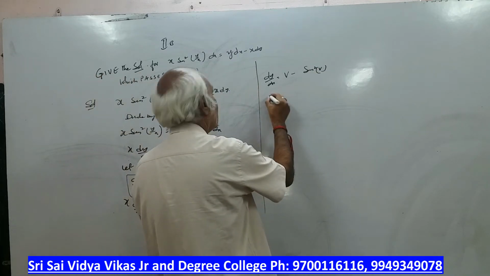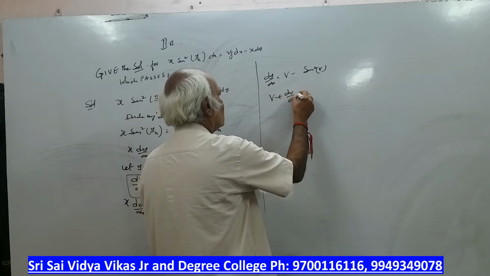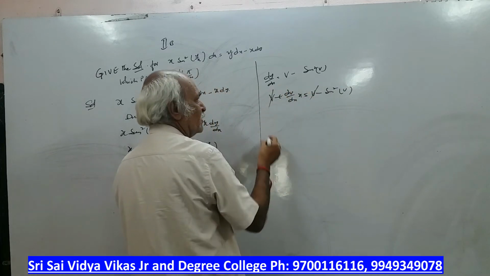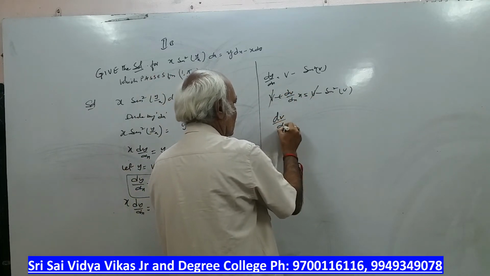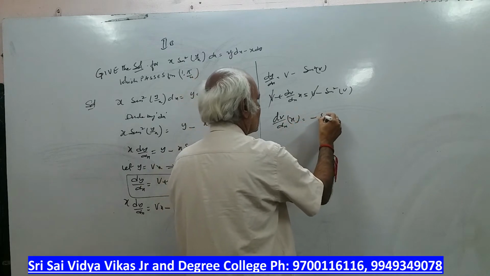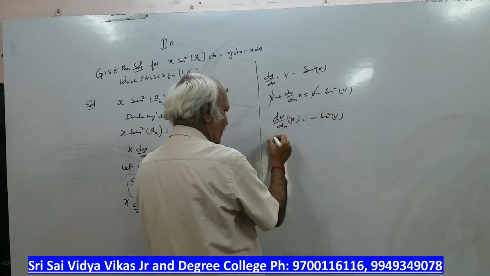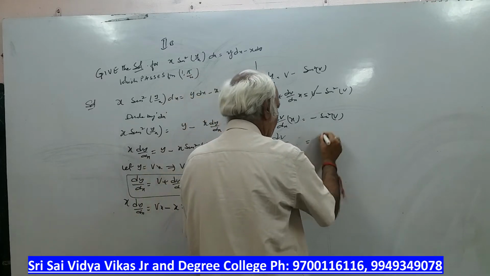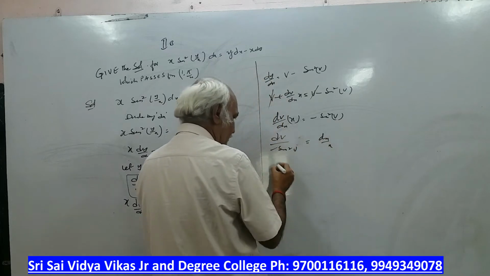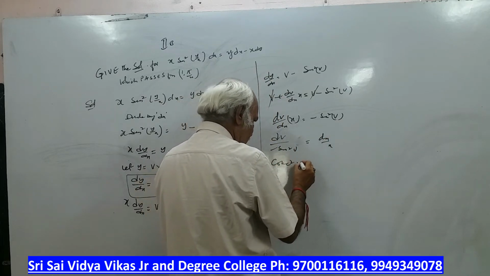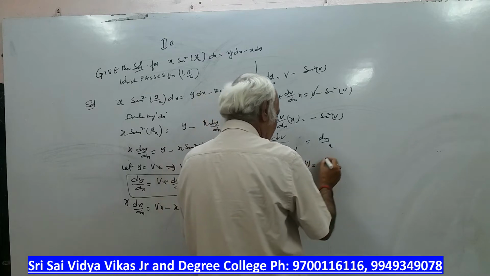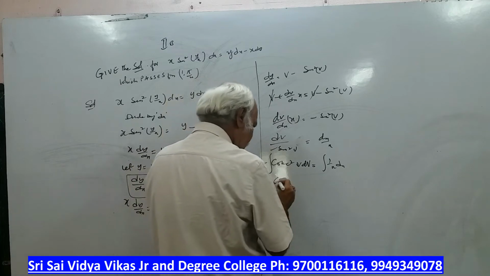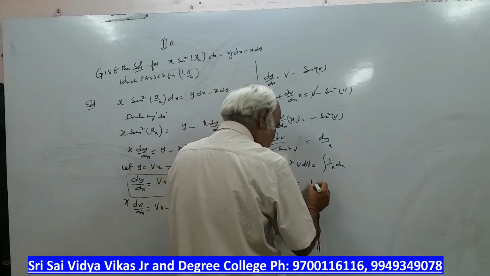Now dy by dx is replaced by v plus x dv by dx is equal to v minus sin square v. v will get cancelled, so x dv by dx is equal to minus sin square v. Now variable separable: minus 1 by sin square v dv is equal to dx by x. 1 by sin square is cosecant square, so with minus sign, cosec square v dv is equal to 1 by x dx. Integration of cosecant square is minus cot, so cot v is equal to log x plus c.